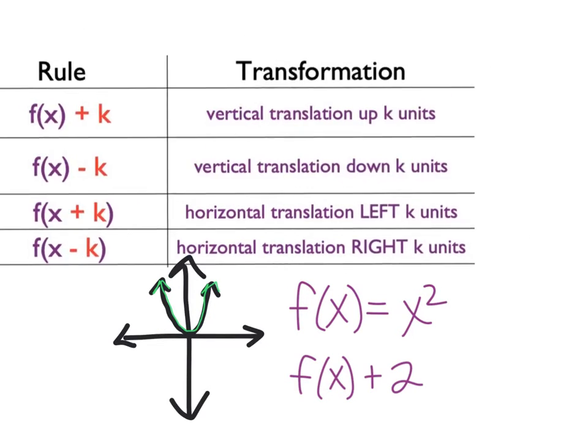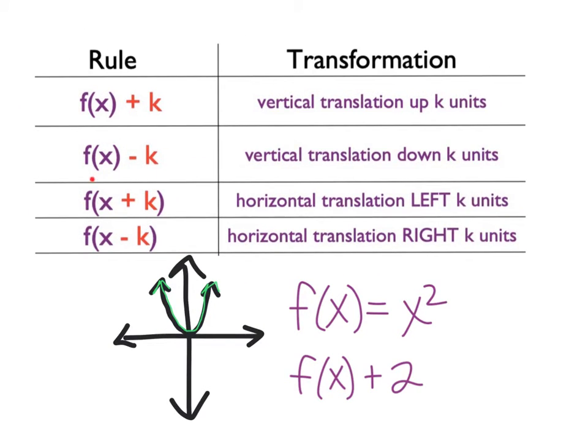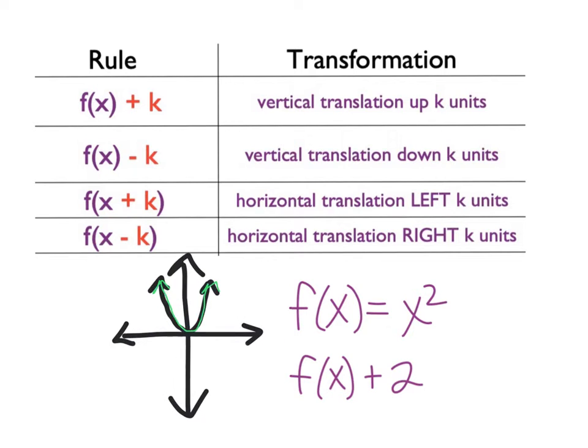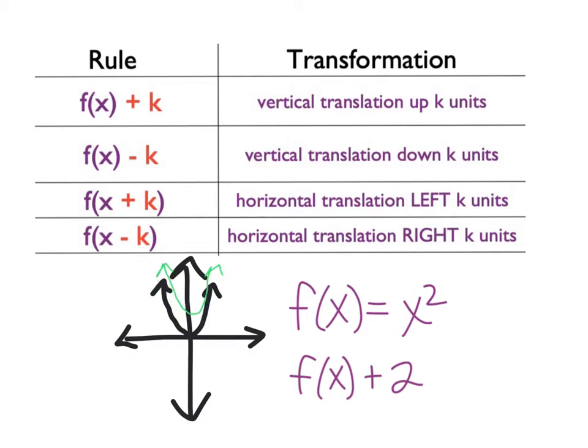Okay, and then the other 2 rules that we learned were if it was this f of x plus k, it would translate it left k units. So it would take it and move it left k units. Or if it was the other way, it would move it right k units. Okay, so we learned the sliding rules or the translating rules. So we learned what you could do to move it up, down, left, or right. Okay, this would be the same if it was a line, but we just worked with a parabola. So today we're going to learn the other rules that we left blank in our table.